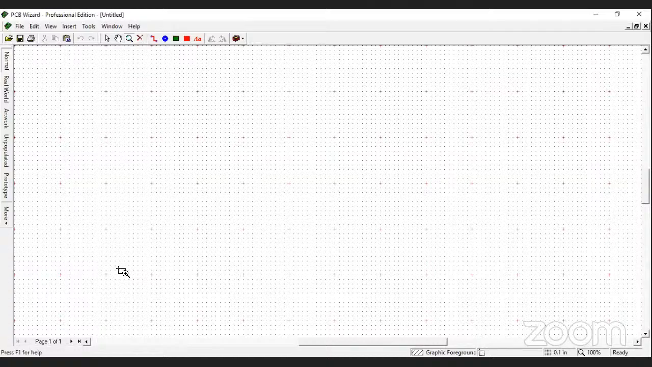Likewise, you have a variant scope over here, right? So what layer is there? This is a graphic foreground. You can see here at the bottom, graphic foreground. Grid size is 0.1 inch. How much is the zoom of this current project? 100%. And the status is ready, right? So everything can be observed from the status bar at the bottom of this particular software, right?